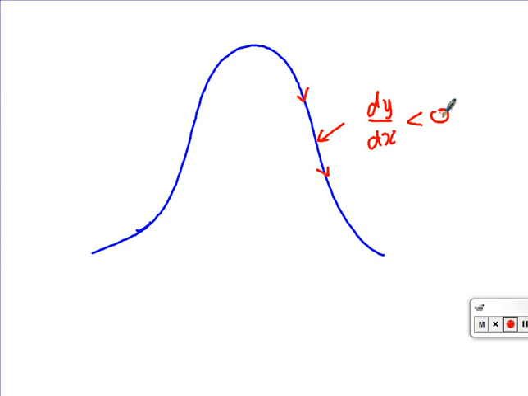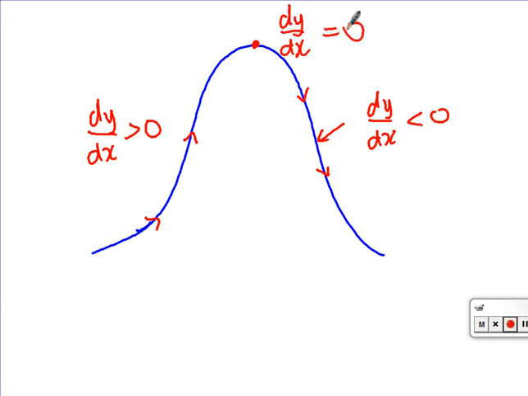On the other side we can see that it's going uphill, and that happens when dy by dx is bigger than 0. Now it follows that in the middle of there we have something called a stationary point, and that is when dy by dx is equal to 0. So the tangent at that point is actually a horizontal line.